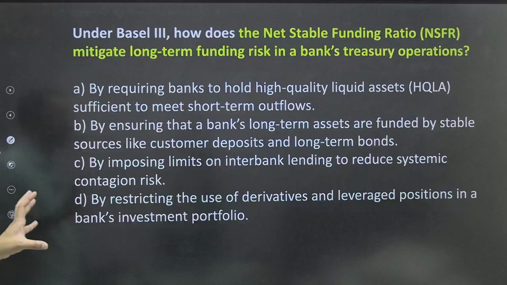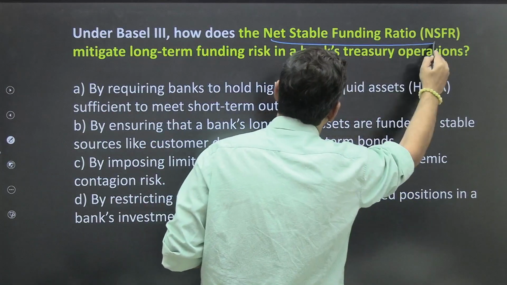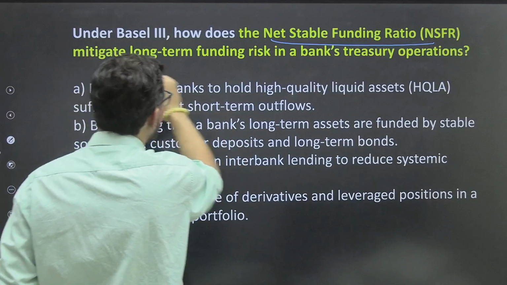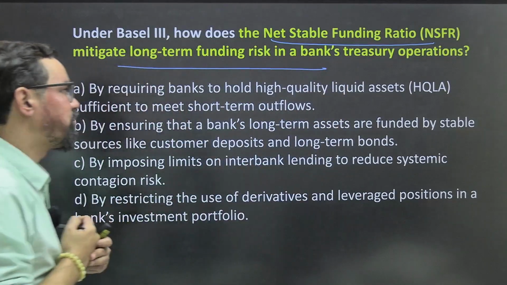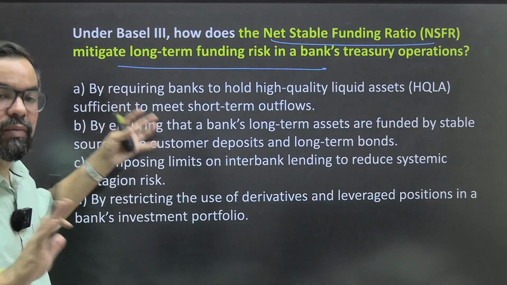Okay? So that is the meaning of this. Next one. Under Basel 3, how does the net stable funding ratio, NSFR, mitigate long-term funding risk in bank treasury operations? Okay? So by keeping stable sources of funding.